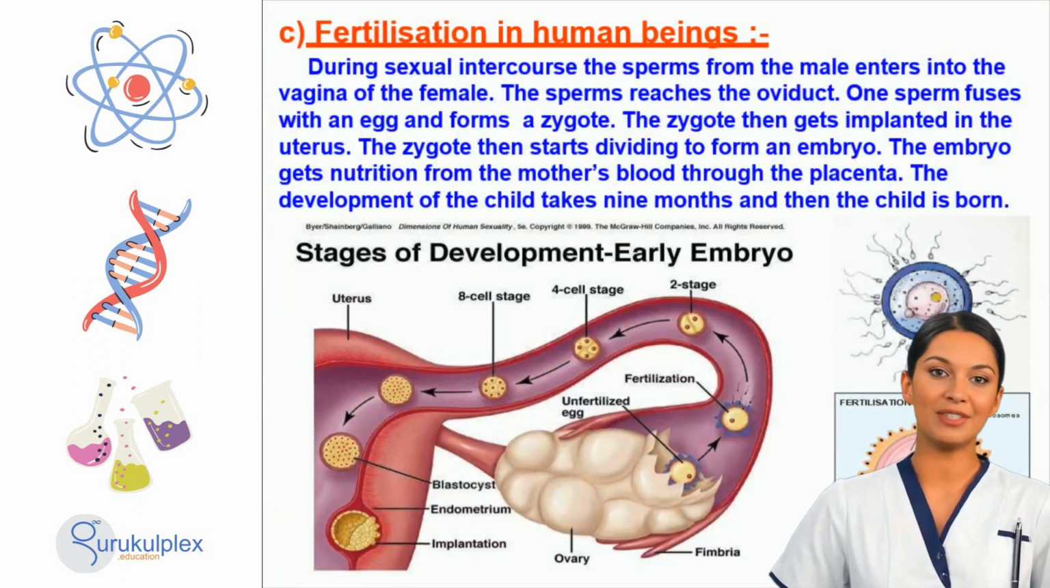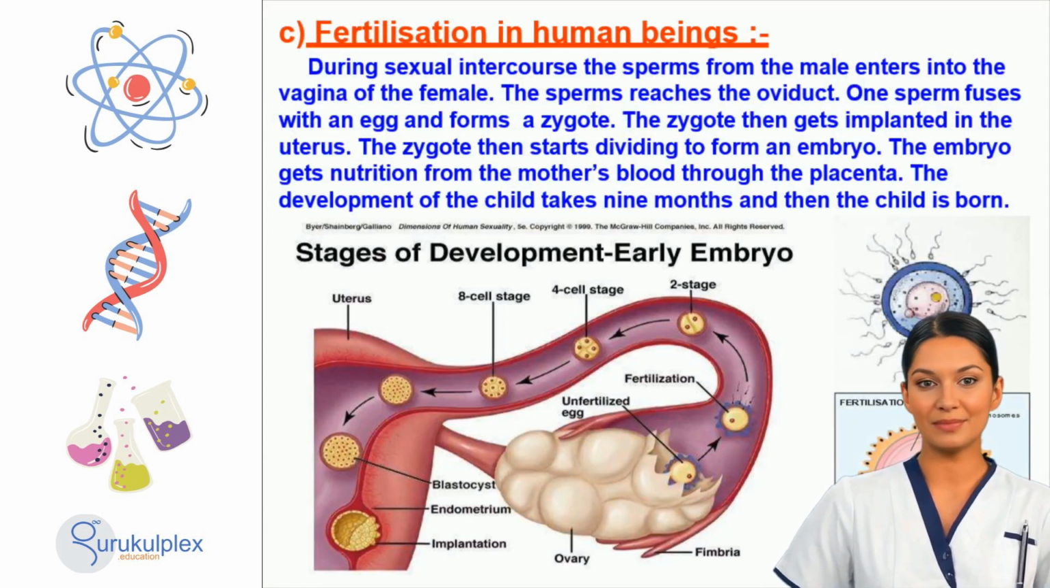Reproduction is essential for species survival and variation, and understanding its importance is key for evolutionary success. Sexual intercourse initiates the process in humans, whereby sperms from the male enter the female's vagina and travel through the oviduct. Here, one sperm fuses with an egg and forms a zygote, which is then implanted in the uterus. The zygote starts to divide and form an embryo which is nourished by the mother's blood. After 9 months, a baby is born.